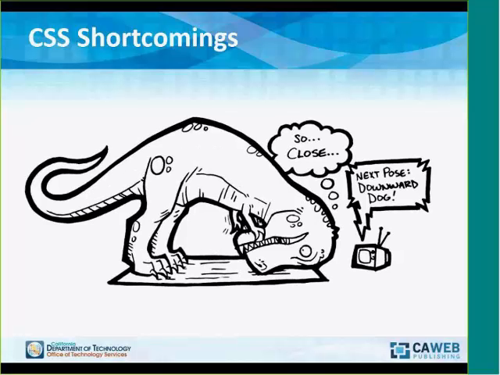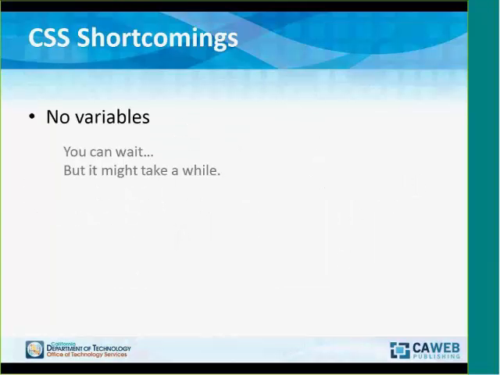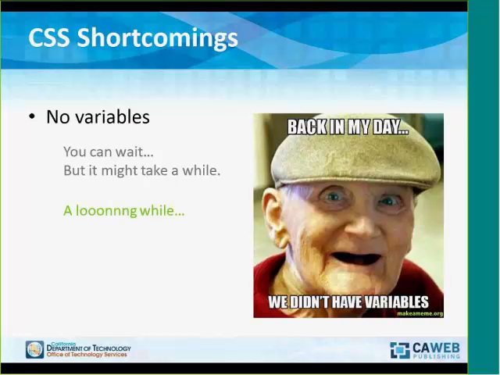One of the big reasons why we chose Less is that CSS has its shortcomings. Now, I love CSS, but it doesn't have variables. I know you can wait for the actual CSS variables, but you might be waiting a really long time. Certainly, as of this presentation, variables aren't even supported in Edge version 14. So by the time any CA Gov website can actually use variables, it's going to be way down the road.